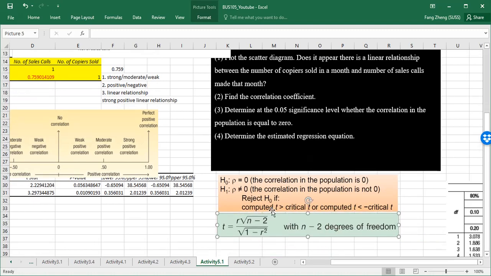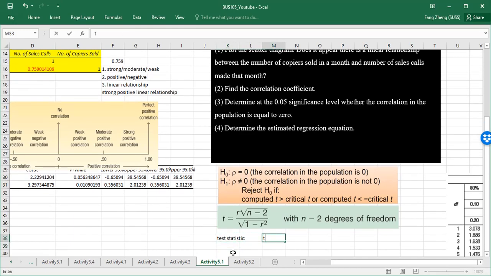Step 4 is to formulate the decision rule. The decision rule is to reject the null hypothesis if this is the two-tailed test. If the computed test statistic is bigger than the critical value, then we reject it. Okay, so we need to make the conclusion. The first thing we need to do is to calculate the test statistic.